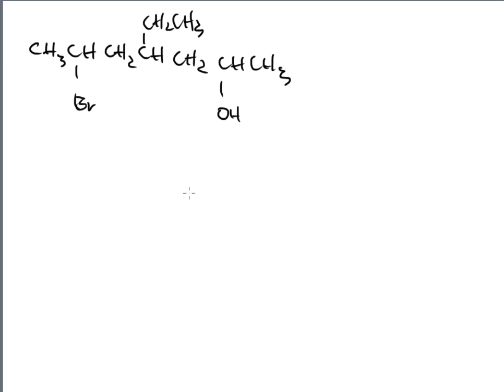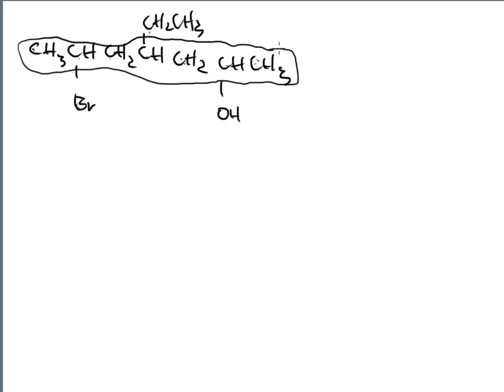So I need to go through and name this based on the rules that we've used so far up to this point. I'm going to name it as an alcohol. Therefore, I want my longest carbon chain to include the OH group. If I look at my longest carbon chain, 1, 2, 3, 4. If I go up, that's 5, 6. If I go all the way across, that's 1, 2, 3, 4, 5, 6, 7. So there's my longest carbon chain. It's right here. I'm going to circle that for you.